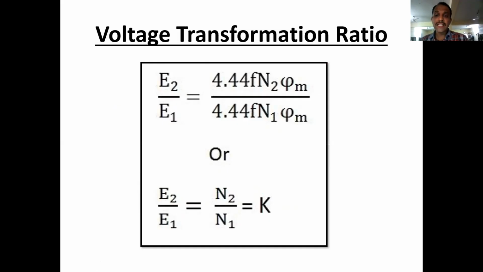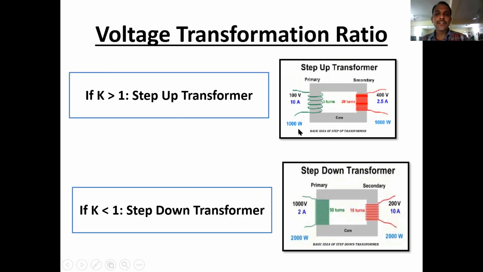Based on this transformation ratio, which is nothing but the K, we have two kinds of transformer called step-up transformer and step-down transformer. If this transformation ratio is greater than 1, it is called a step-up transformer, where you can see here the 100 volts in the primary is being stepped up to 400 volts. And if K is less than 1, it is called a step-down transformer. Here, with an example, the primary has 1 kilovolt, which is being reduced to 200 volts.